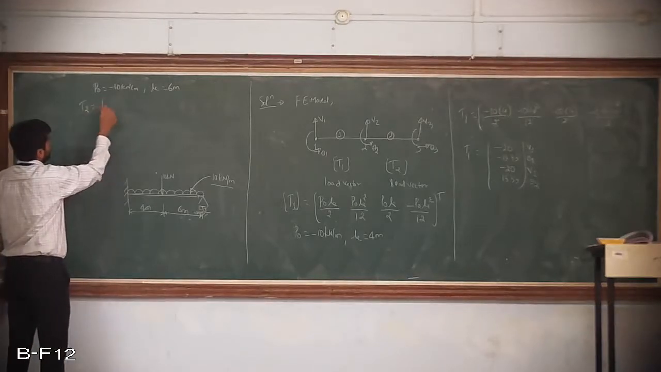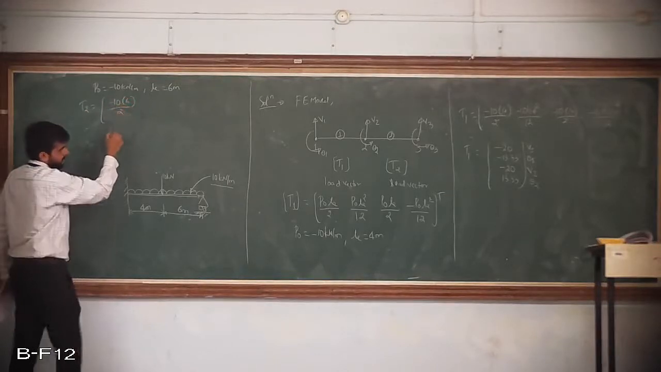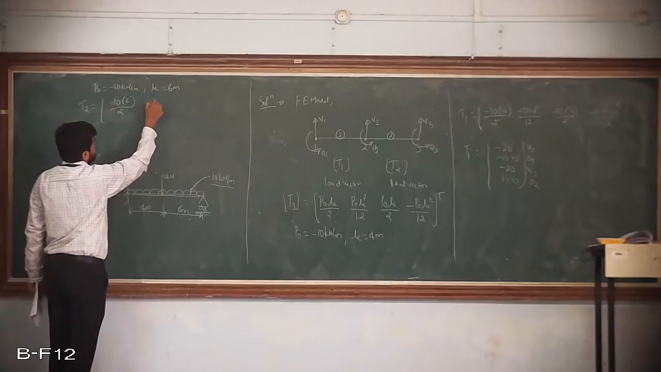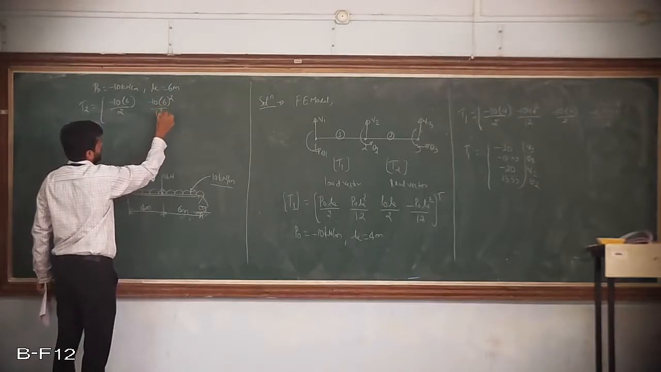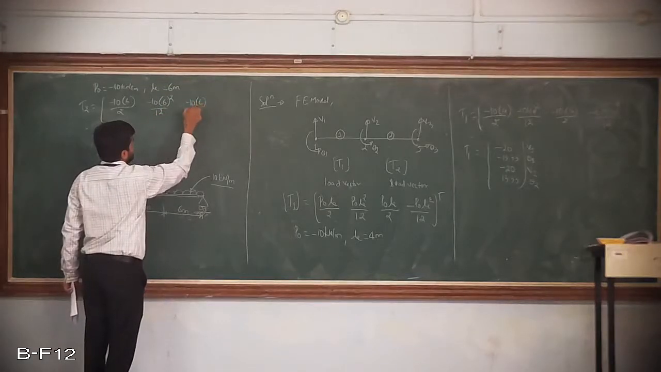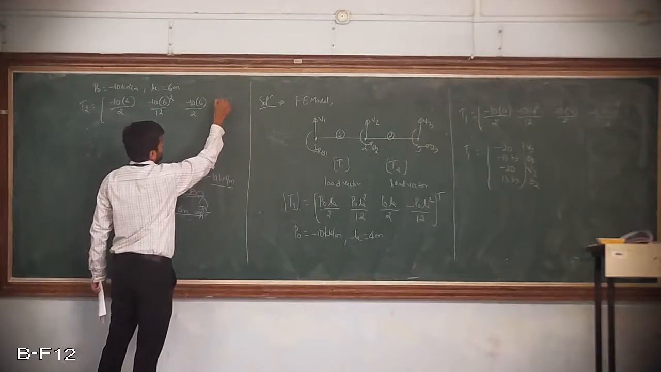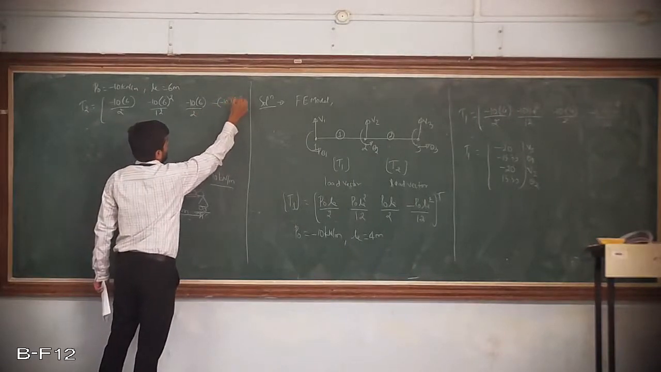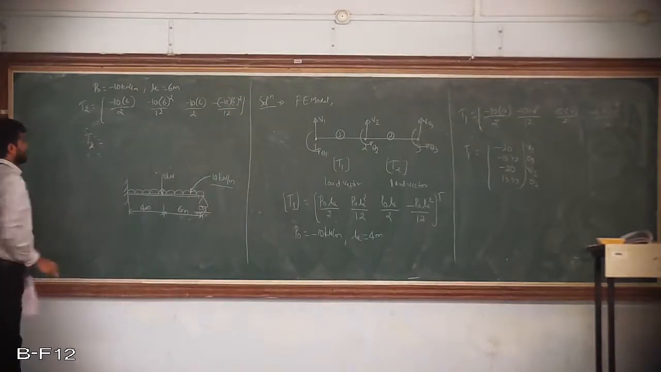So T2, what is P naught? Minus 10 into 6 divided by 2. Then minus 10 into 6 square divided by 12. Next minus 10 into 6 divided by 2. Then minus of minus 10 into 6 square divided by 12. So this will be your T2.